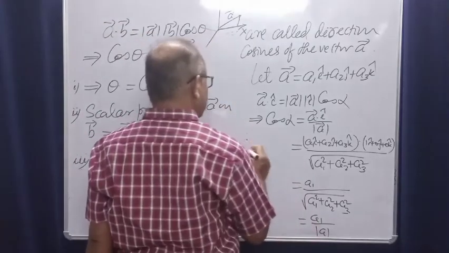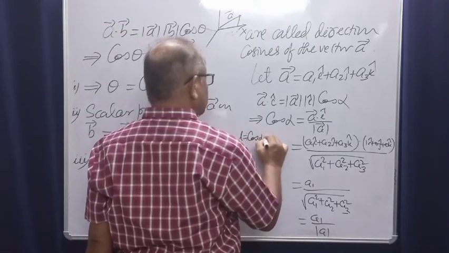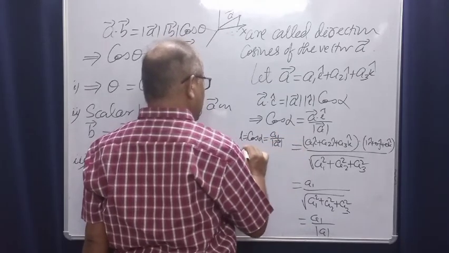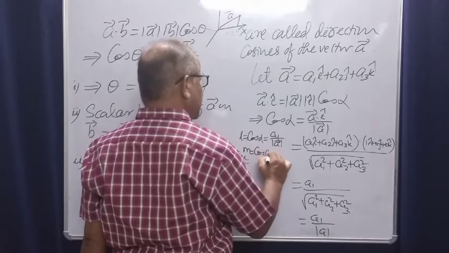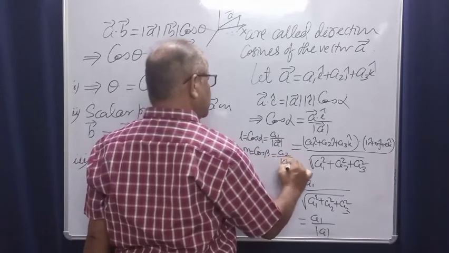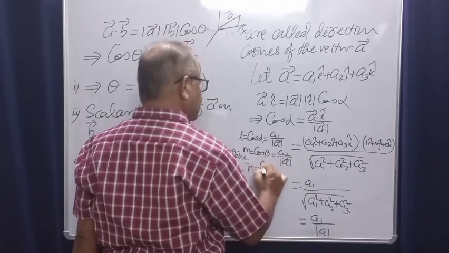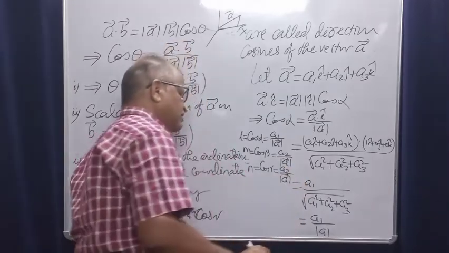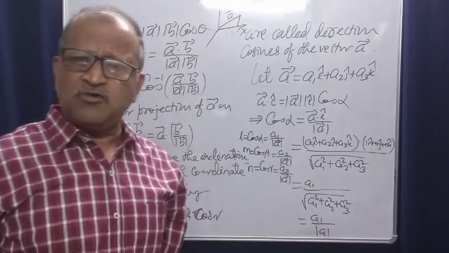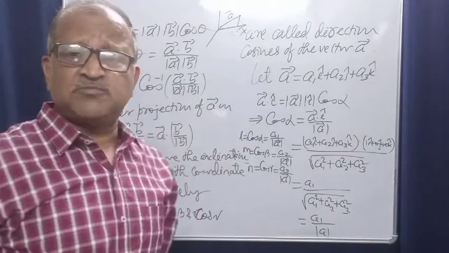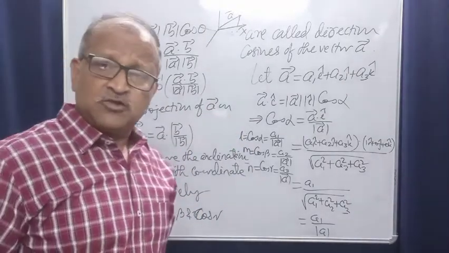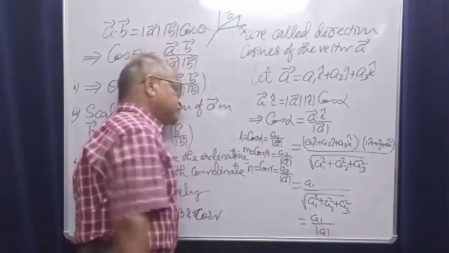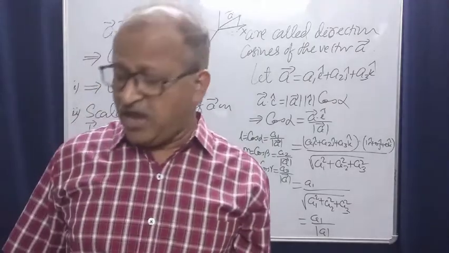Actually, we represent it as l: cos alpha, that is a1 by magnitude of a. Similarly, m, that is cos beta, is a2 by magnitude of a. And n, which is cos gamma, is a3 by magnitude of a. It's very simple. a1, a2, a3 are the components of vector a. So from this, you can easily determine the direction cosines of a vector.